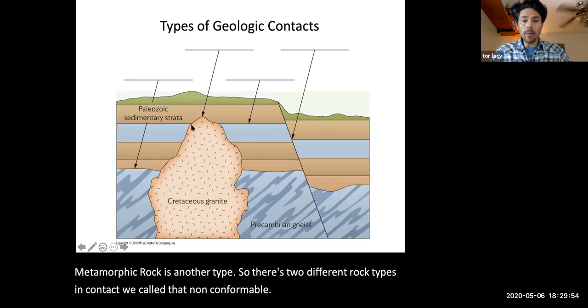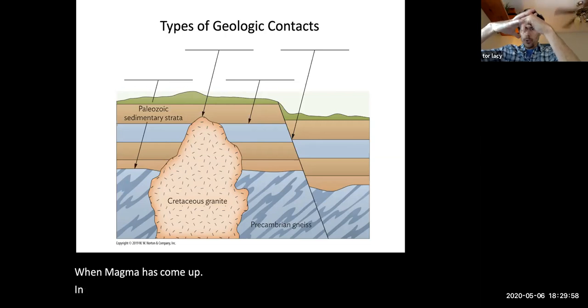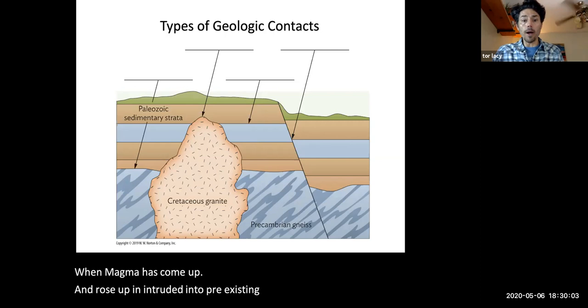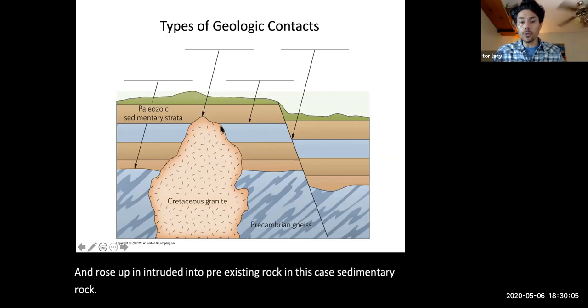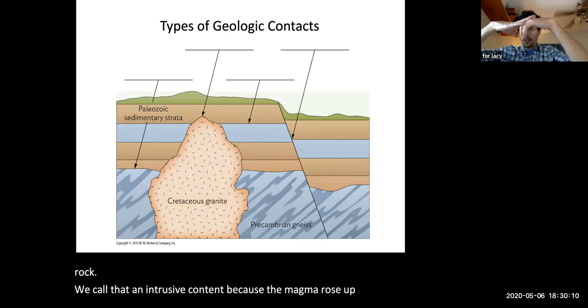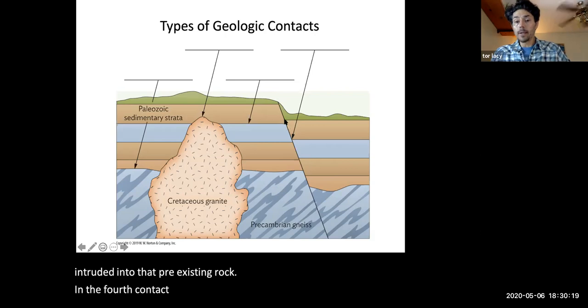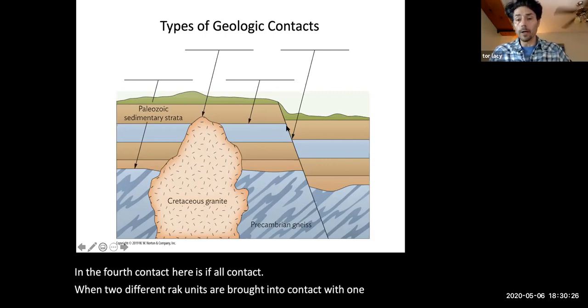When magma has come up and rose up and intruded into pre-existing rock, in this case sedimentary rock, we call that an intrusive contact because the magma rose up and intruded into that pre-existing rock. And the fourth contact here is a fault contact, when two different rock units are brought into contact with one another because of movement along a fault.